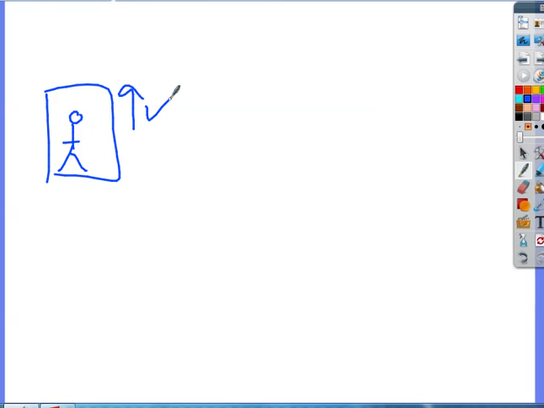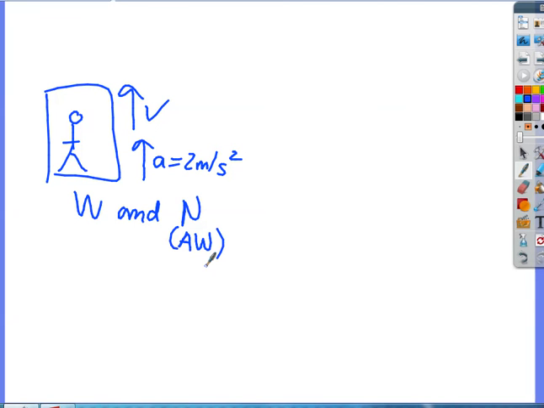if we try out a problem here, let's say you're in an elevator, it's moving up, and it's accelerating up at 2 meters per second squared. I want to know what is your weight and what is your normal or apparent weight. If you see apparent weight, it's the normal force. Oh, we need to give you a mass. Let's say the mass of this person is 50 kilograms.